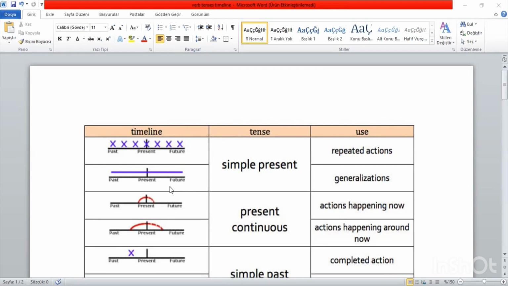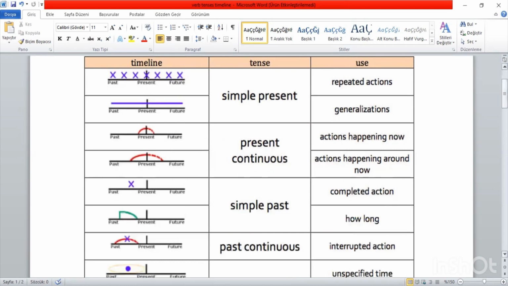Okay, so let's talk about verb tenses in English. First, you can see a timeline here and the name of the tense and the use. First, we will be revising these old tenses in English. Let's start with simple present tense. So you can follow my arrow, by the way.